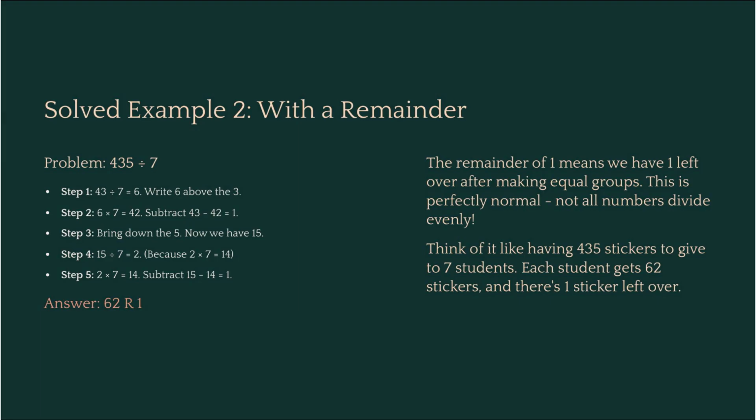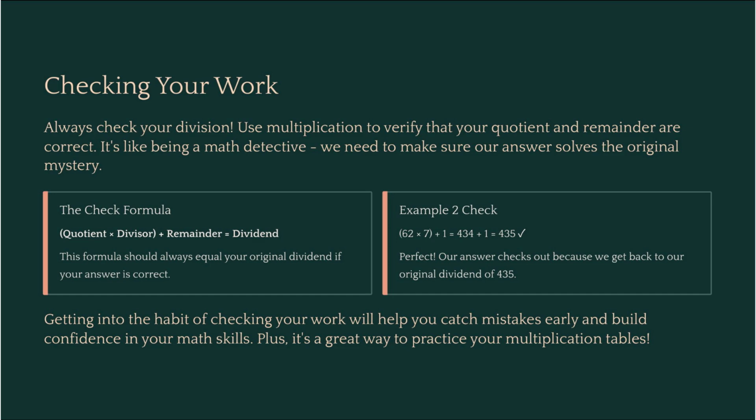Divide. 15 divided by 7 is 2. Multiply. 2 times 7 is 14. Subtract. 15 minus 14 is 1. Since there are no more digits to bring down, 1 is the remainder. The answer is 62 R 1.